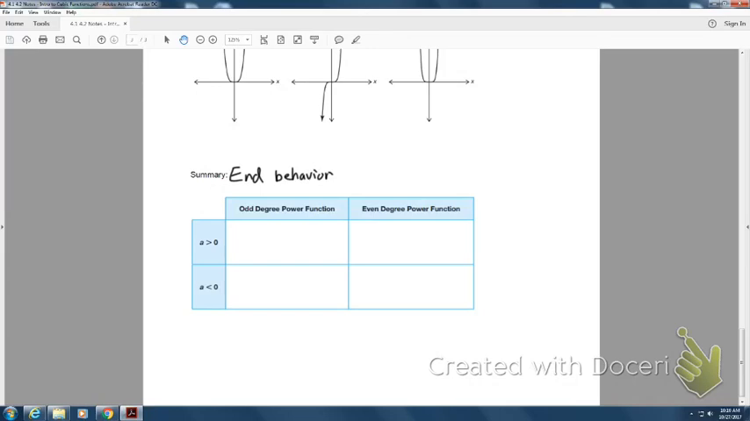But if you have an odd degree power function and a is greater than 0, that means it did not reflect across the x-axis. It's going to start off going down, it's going to go up. Something's going to happen in the middle of the graph, and then it's going to end up going that way. If it is reflected across the x-axis, as it goes to the left, it'll be going up, and as it goes to the right, it's going to go down. Some examples of graphs that we'll see, and these are both extreme graphs here.